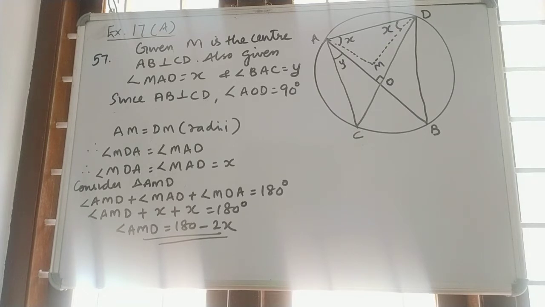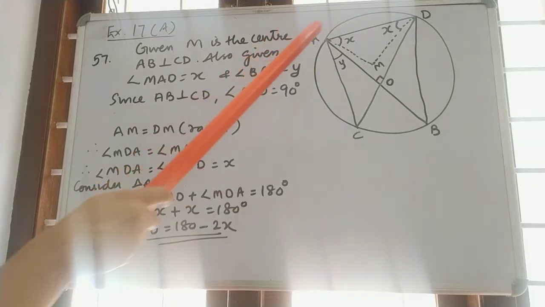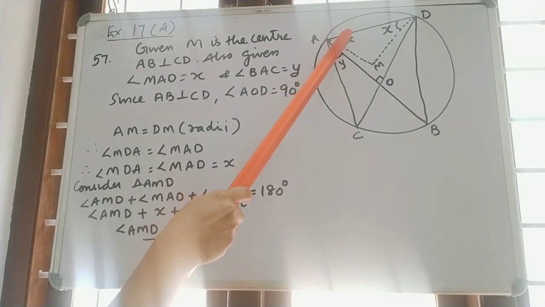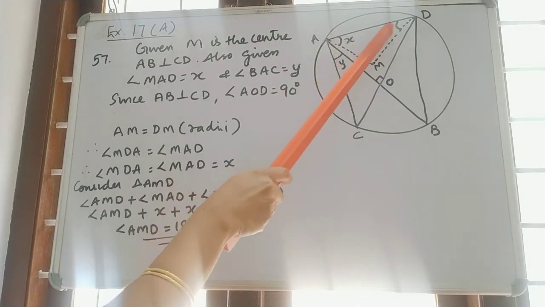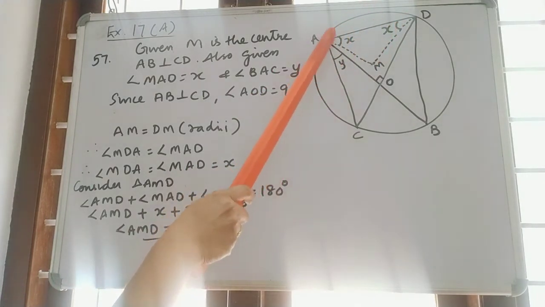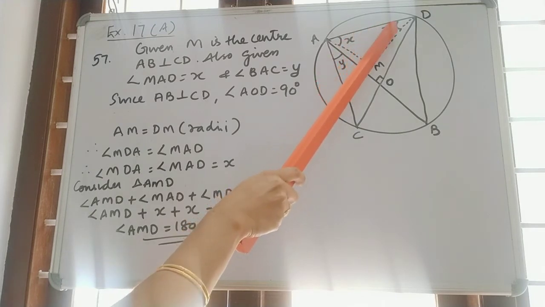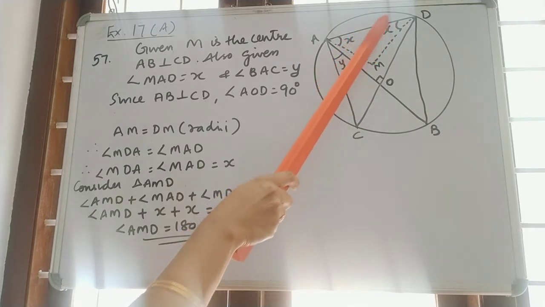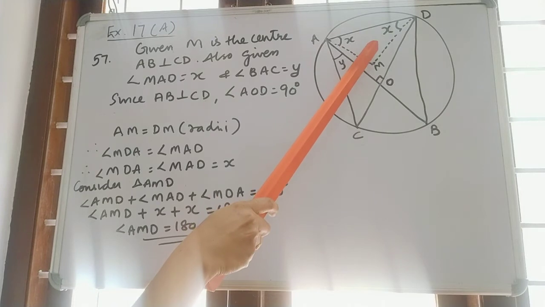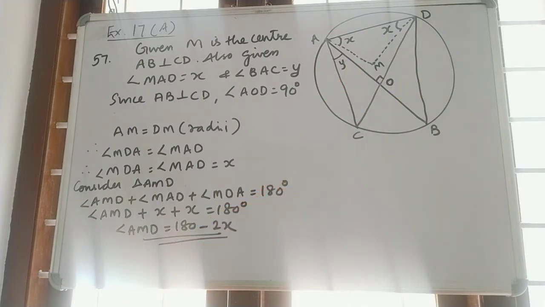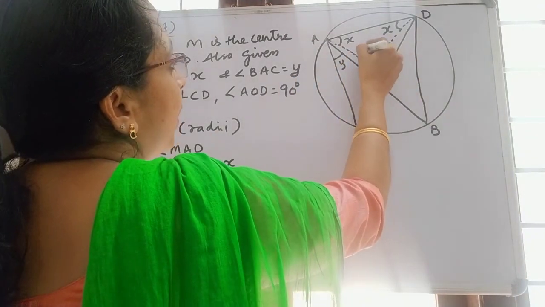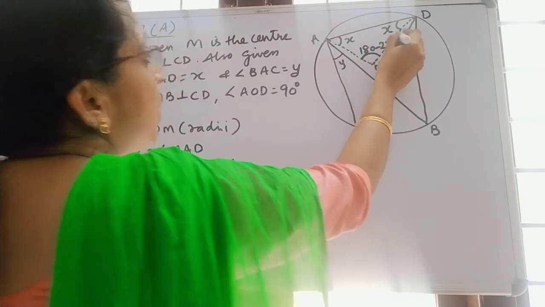Consider this triangle AMD. We want to find angle AMD in terms of X. A is X and D is also X. So what about M? The sum of angles of a triangle is 180 degrees. So this angle will be 180 minus the sum of these two angles, that is 180 minus (X plus X). X plus X is 2X. So 180 minus 2X. That is AMD, we got it as 180 minus 2X. That is our first part.